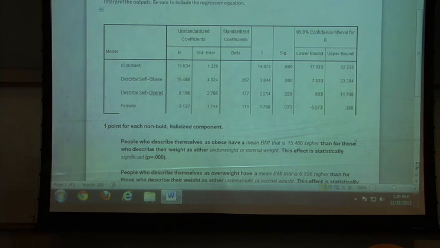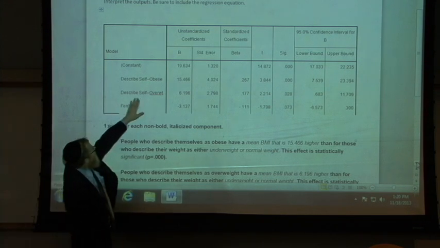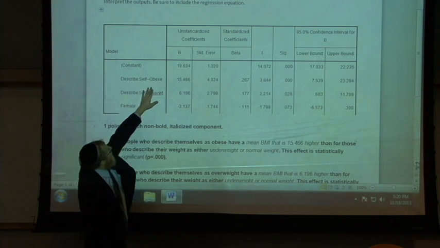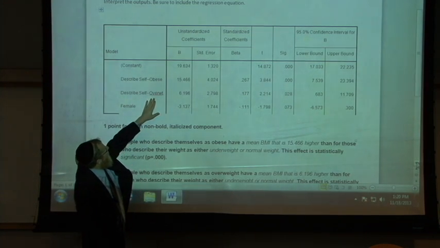underweight, normal weight, combined in one category, or overweight or obese. So we have three different groupings of self-described weight. Interpret the outputs and be sure to include the regression equation. So we have the table. We have the different variables, right? So describe self as obese or overweight.